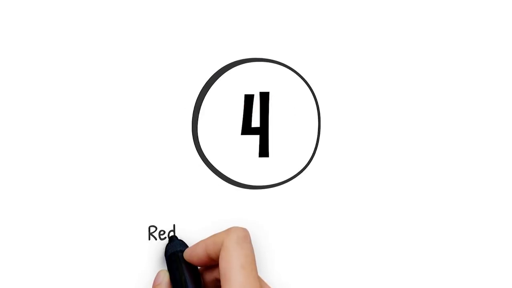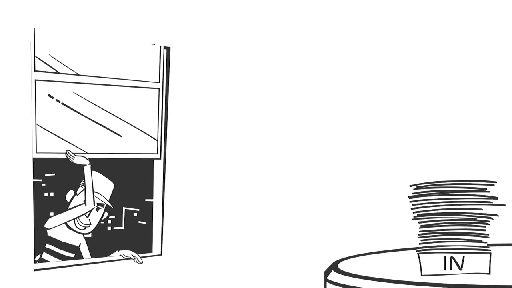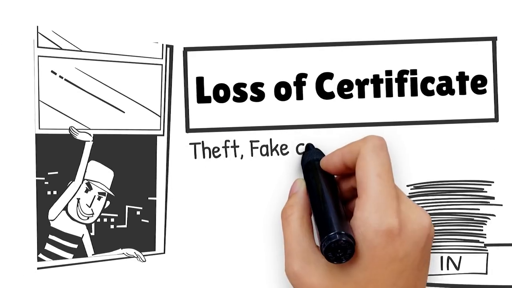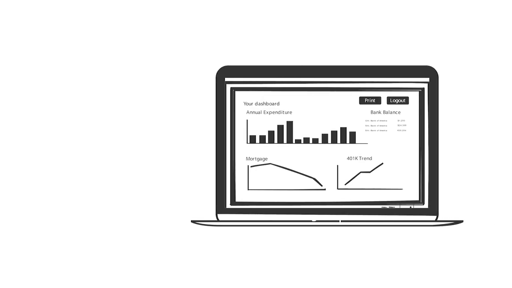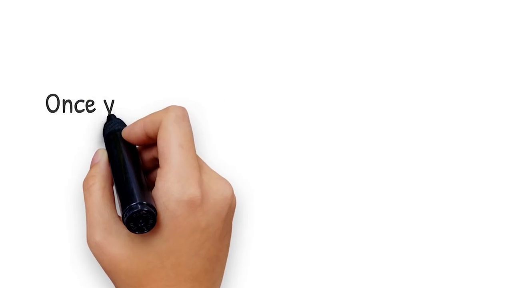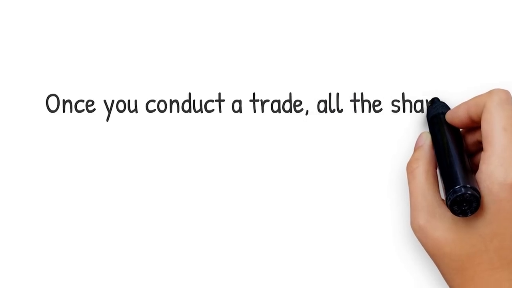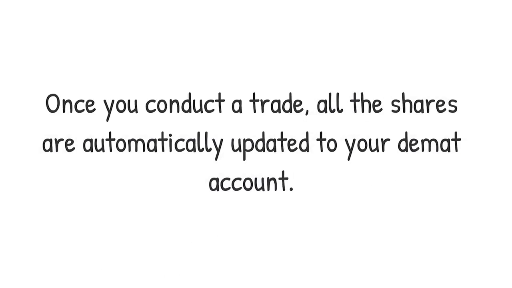Number 4. Reduction in delivery risk. With physical shares, there was always a risk of loss of certificates, theft, fake certificates and so on. But with the reduction in paperwork, all these risks were eliminated. Once you conduct a trade, all shares are automatically updated in your Demat account.